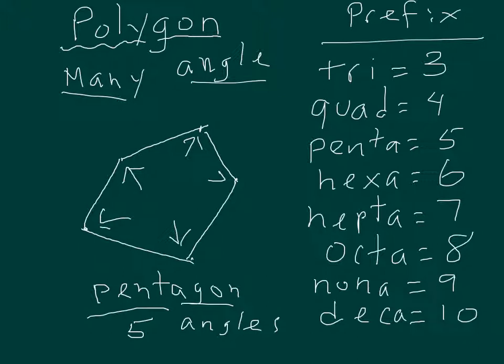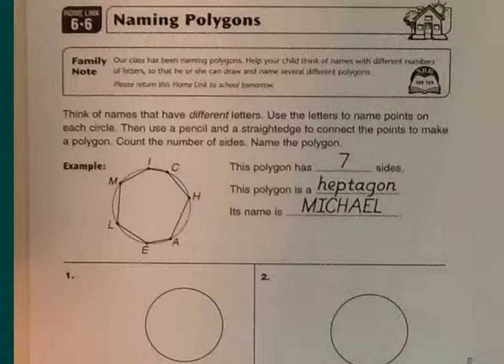All right, and I'm going to pause it for a second so we can look at our home links. So bear with me for a sec. Okay, there it is. So there's the family note at the top, and then the directions are: think of names that have different letters. That means every letter in the name has to be a different letter. You can't have any repeating letters. Use the letters to name points on each circle. Then use a pencil and straight edge to connect the points to make a polygon. Count the number of sides and name the polygon.